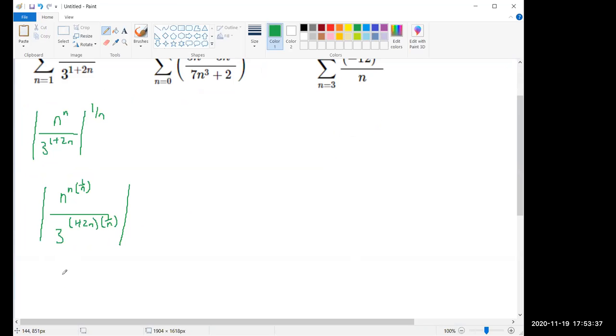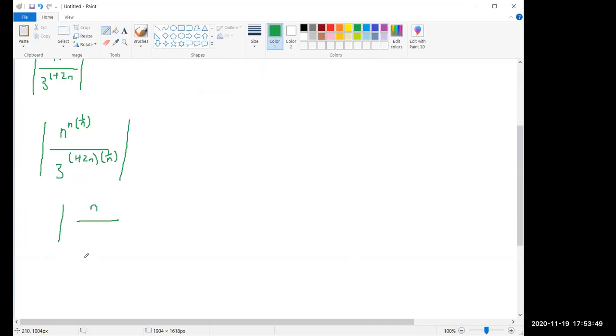Then when you simplify, let's see what you get. So this will just be n to the first power, which is just n. And then on the denominator, let's simplify the exponent. So it'll be 3 to the power of 1 over n plus 2, okay? So that's what you get. Let me just give you guys a moment to process that. And then, yeah, this is as simplified as it's going to get.